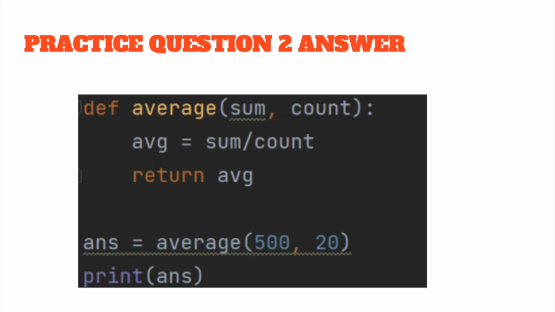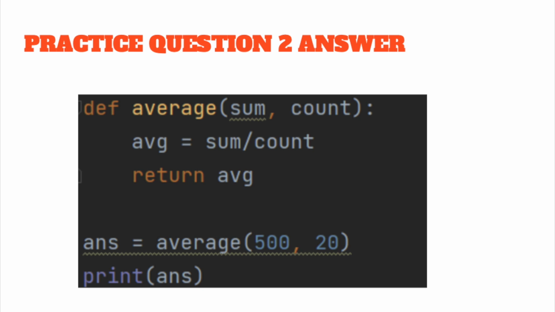Hopefully you got something like this. You defined the average function. It takes two parameters in, sum and count. Average is then worked out, which is equal to sum divided by count. And then you return average back to the main program using the return keyword. And in the main program, you got a variable. In this case, we call it answer, which is equal to average. And then we're passing in two arguments to it, which are 5 and 20. And then you print the answer out. Something along the lines of this.